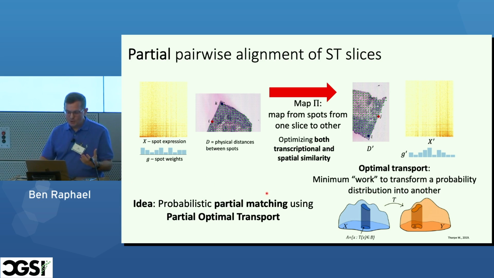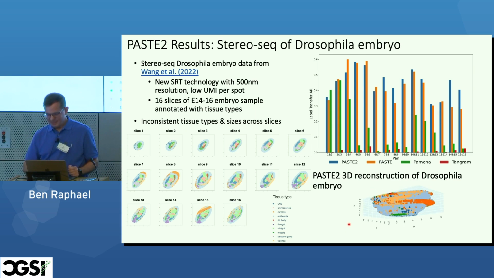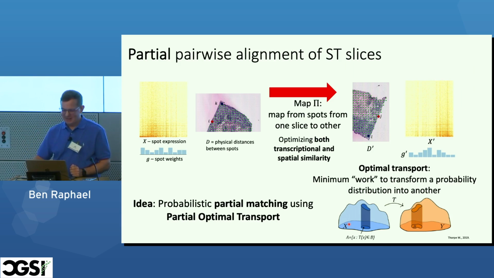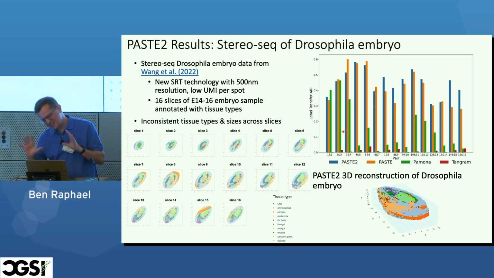And in PASTE 2, because we want the partial alignments, it becomes what's called partial optimal transport. So you don't move the whole mound of dirt, you move part of it. There's a nice framework for this. No, not quite. We can talk about that. They're similar but slightly different.